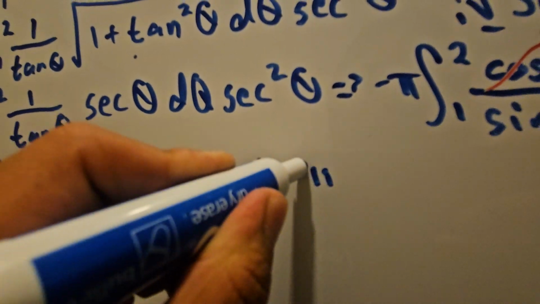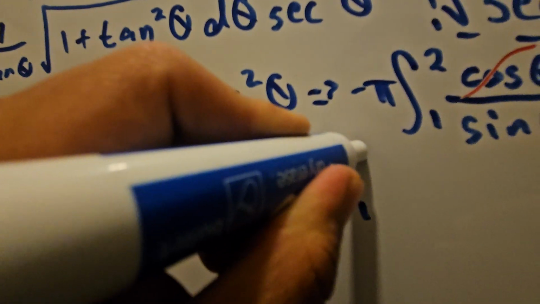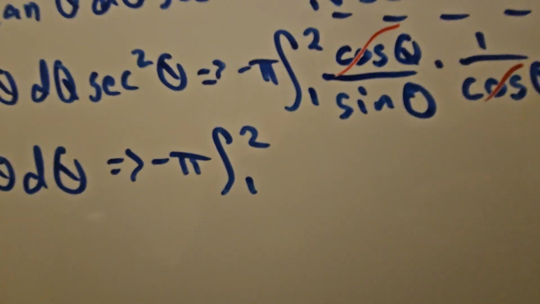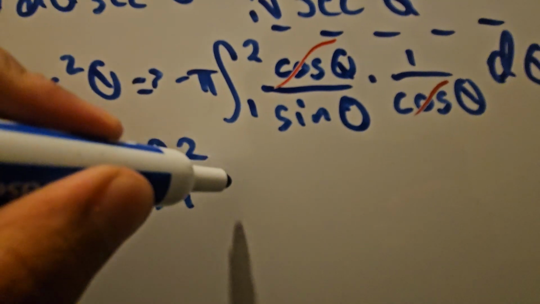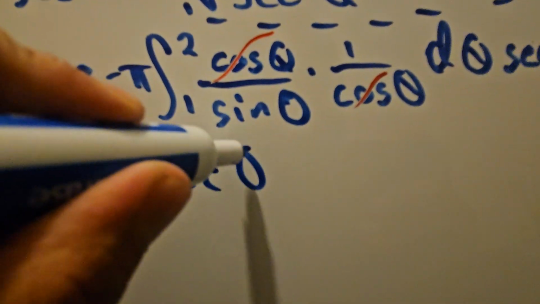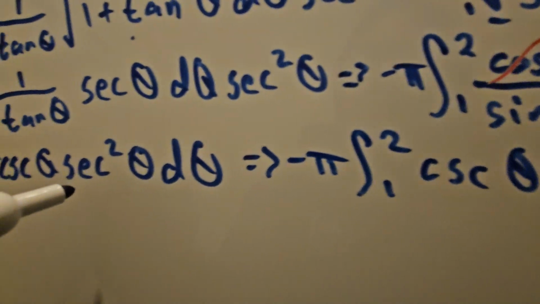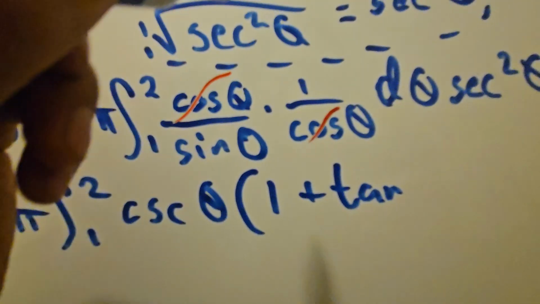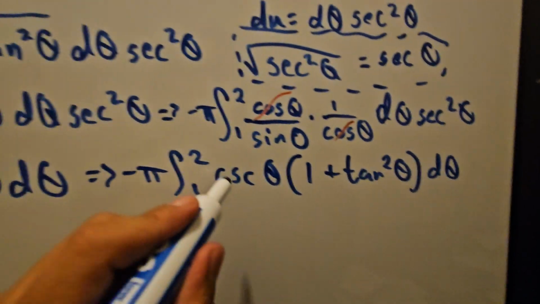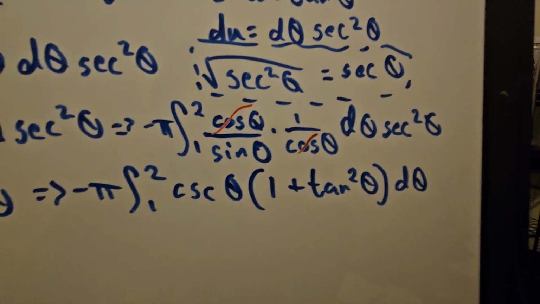We have negative pi integral of 1 to 2. We're rewriting this integral so many times, but this is a long way because I don't really have that formula memorized right now, and I don't really want to go look for it. And this is better to sharpen up your integral skills. Times 1 plus tan squared theta d theta. So now we're going to use the distributive property to distribute cosecant around.